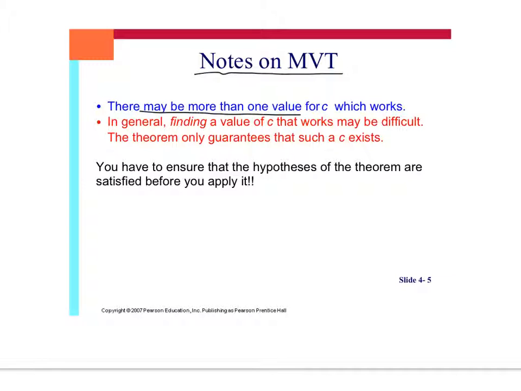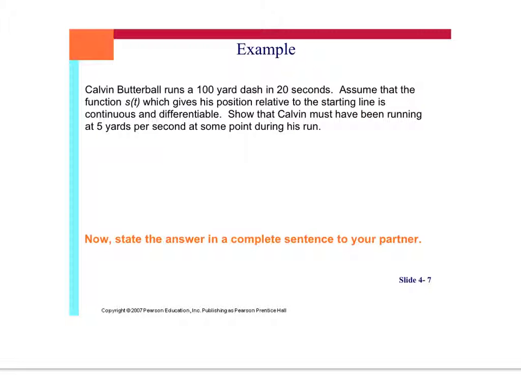Now, the other note to keep in mind, in general, finding that value that works may be difficult. The theorem only guarantees that it exists. So sometimes finding the value is a little tricky, but we do know it exists. But you have to make sure that the hypothesis of the theorem is satisfied before you can apply it. Now here are a couple of examples that we're going to take a look at.